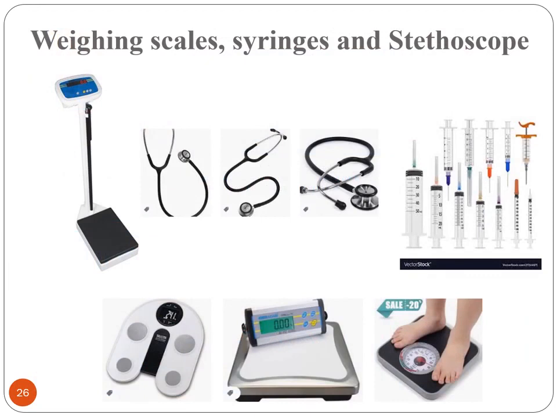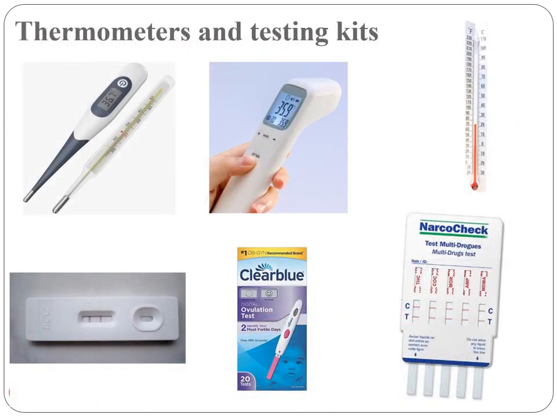Also, regarding the medical devices that are commonly used in pharmacy practice, we have a weighing scale, syringe, stethoscope, thermometers, and testing kits. These are thermometers, and these are testing kits, such as, for example, a pregnancy test strip, and this is an ovulation test strip, which provides an advantage to detect the ovulation period, either to avoid pregnancy or to achieve pregnancy.